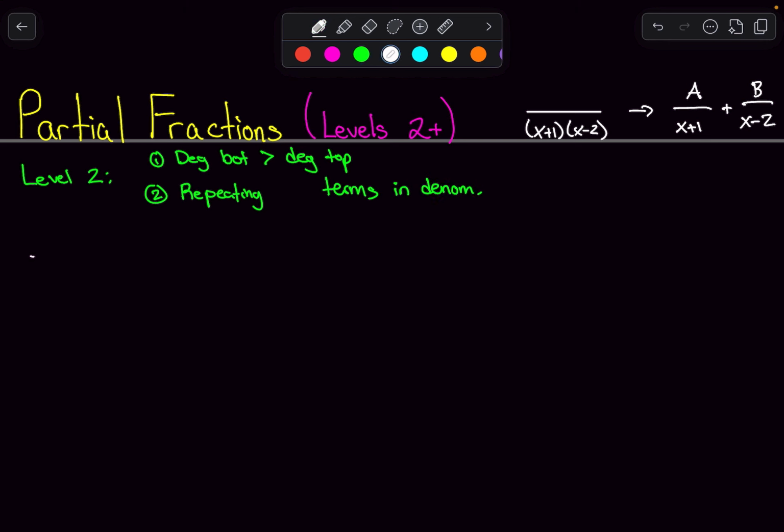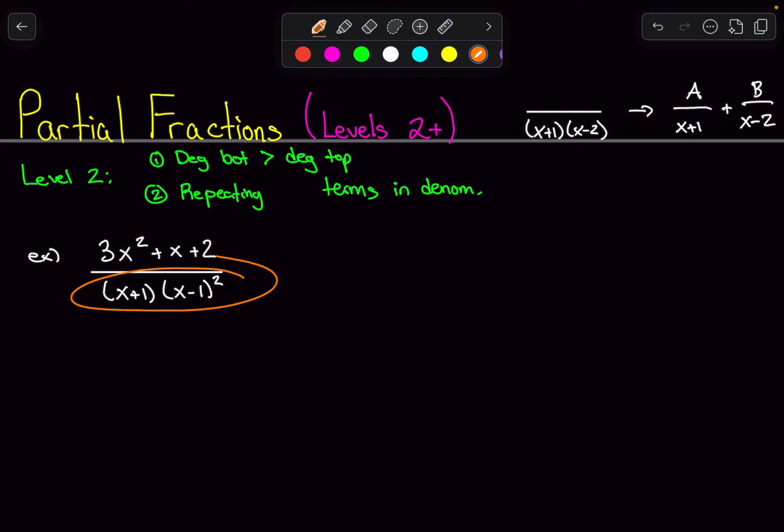So for example, what if we have something like 3x squared plus x plus 2 all over x plus 1 and then x minus 1, but we have this squared, something like this? Before, the first thing we should do is make sure that this meets our requirements, and it does indeed, because we're going to get an x squared multiplied by x, which is going to give me x cubed in the denominator, and that satisfies that the degree of the bottom is larger than the degree of the thing on top. Basically it just means that our denominator as a whole is larger than the thing on top, which is what we're aiming for.